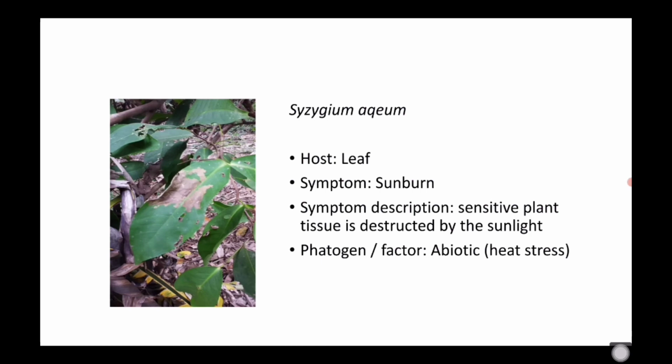First, it is Syzygium aqueum. Based on the picture on the left-hand side, the host plant is the leaf with sunburn symptoms. The brown area is the dried leaf, where the tissues are destroyed by the sunlight, and it occurred due to the abiotic factor, heat stress.